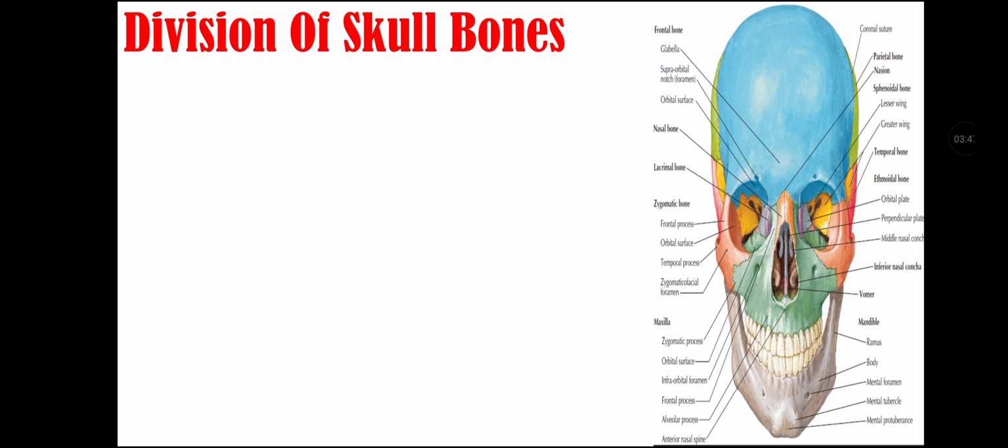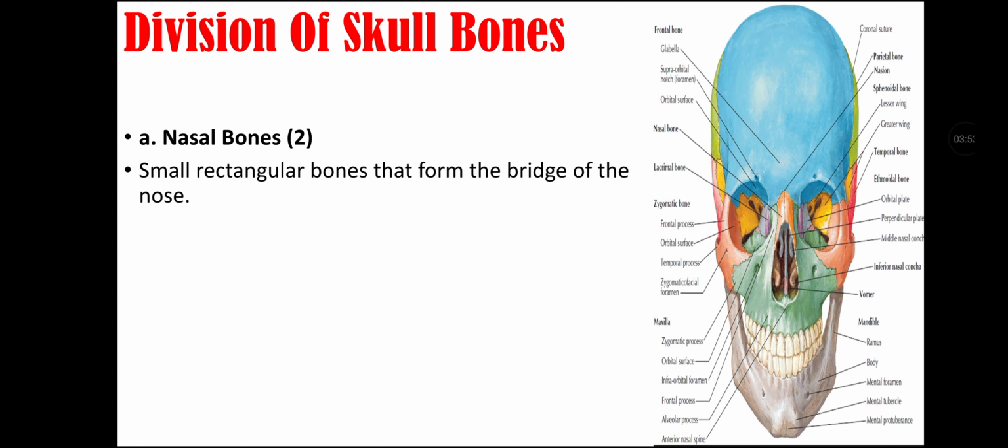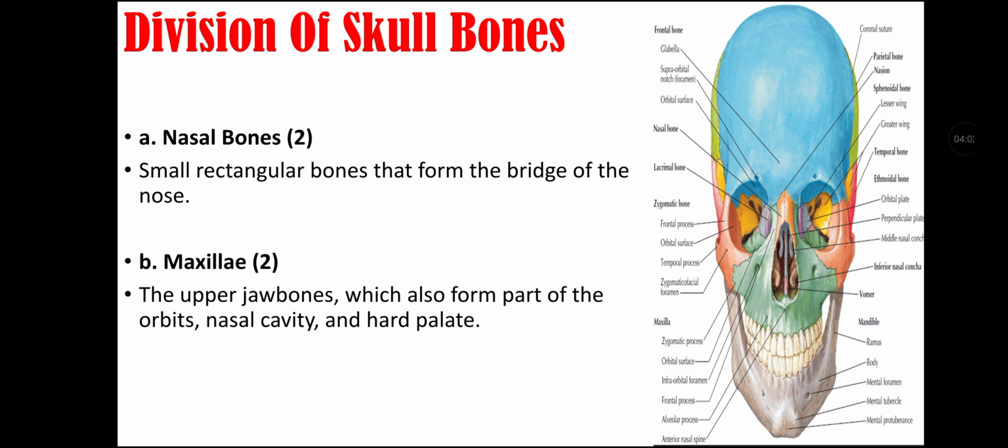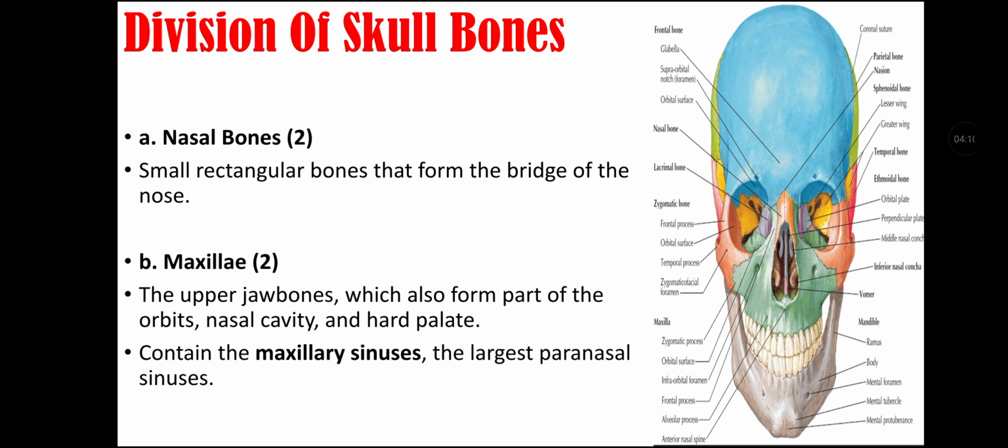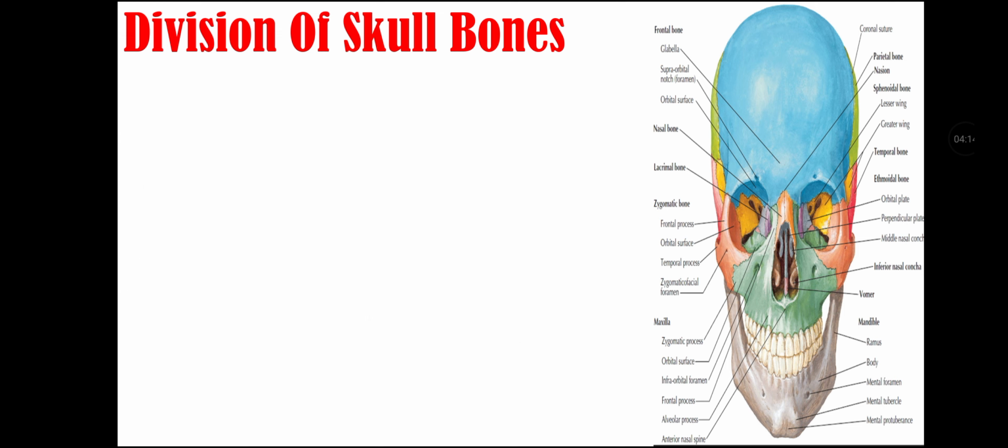So the first facial bone we have is the nasal bone. It is a paired bone. That means there are two nasal bones in every skull. They are small rectangular bones that form the bridge of the nose. Next we have the maxilla. They are also paired bones as you can see in the diagram. They form the upper jawbone. They also form part of the orbits, nasal cavity and hard palate. They contain the maxillary sinuses that are the largest paranasal sinuses.